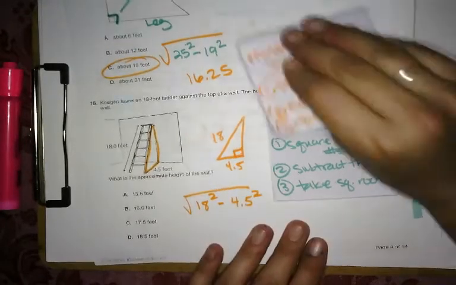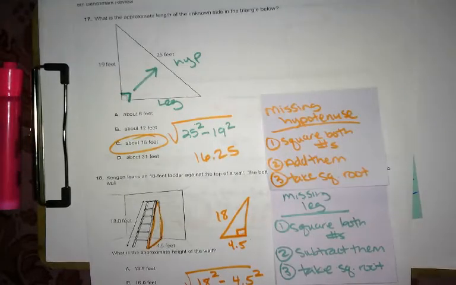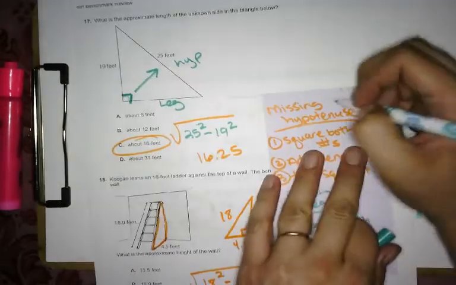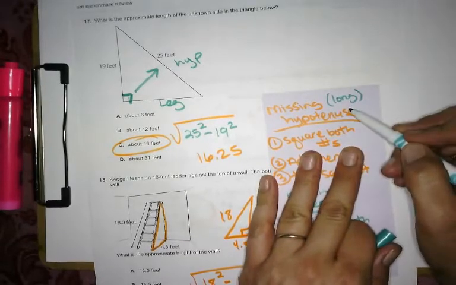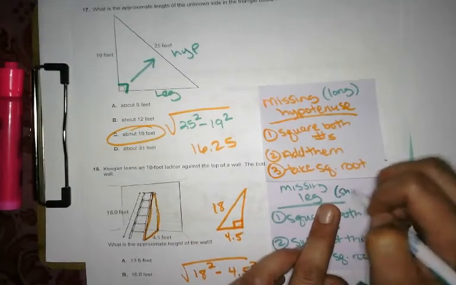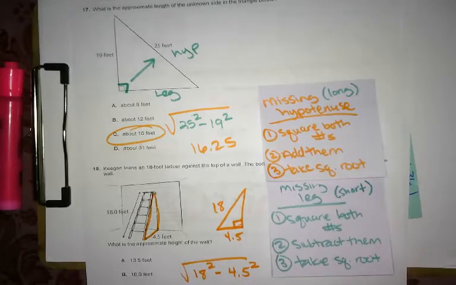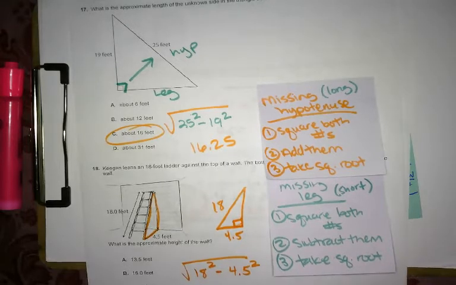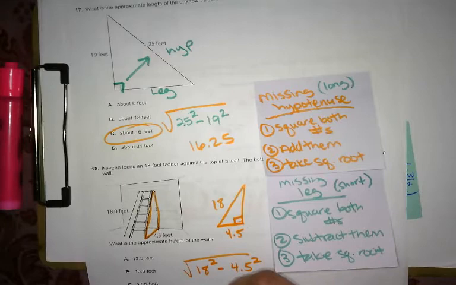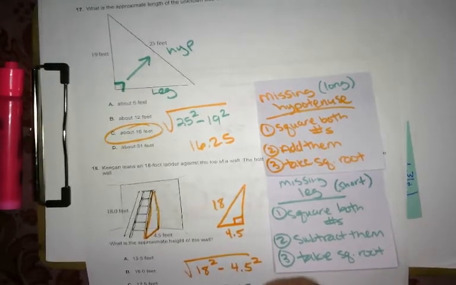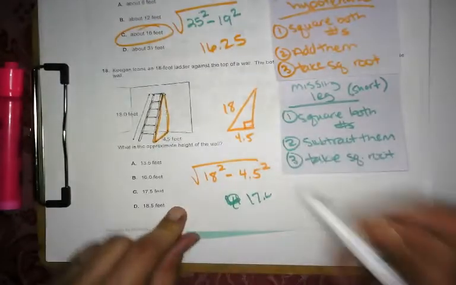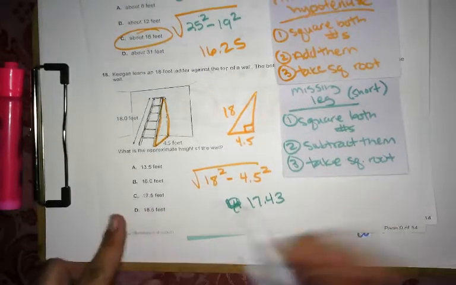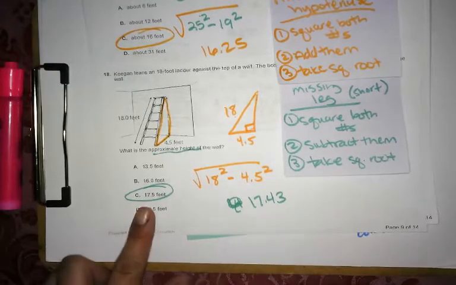Another way that you can look at this is, are you trying to find the short side or the large side? So the hypotenuse is the long side, so if you're trying to find the longest side, you do this. If you're missing a leg, you're trying to find a short side, one of the shorter ones. So this answer is 17.43. So if I'm looking, my approximate height is about 17.5 feet.